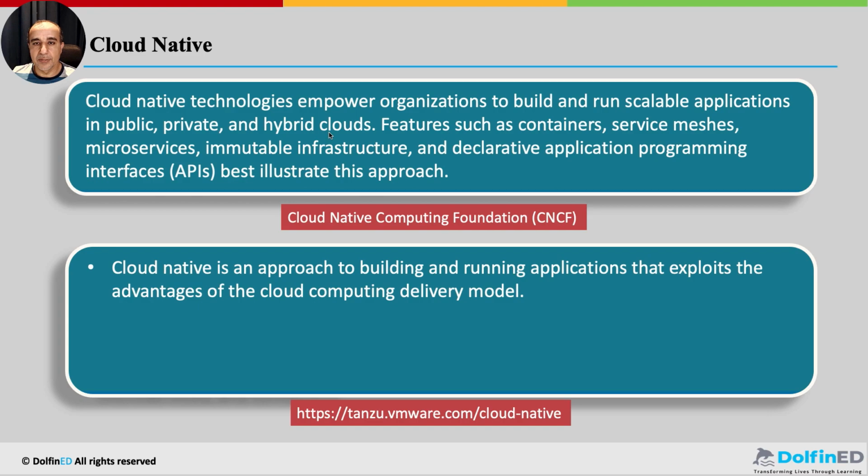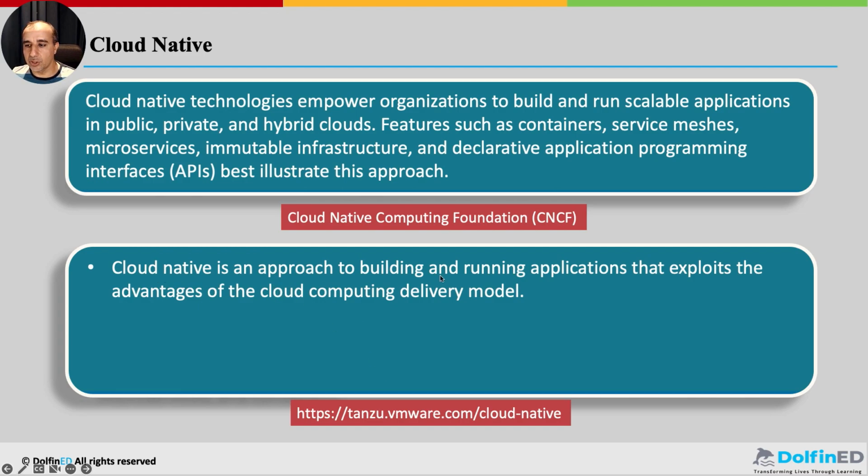Okay, so what are these technologies or these features? If you are using containers, service mesh, microservices, immutable infrastructures, declarative application programming interface APIs, these are some of the technologies that, if you are using them, you could be labeled as a cloud native implementation. Okay, VMware defines it in a slightly different way.